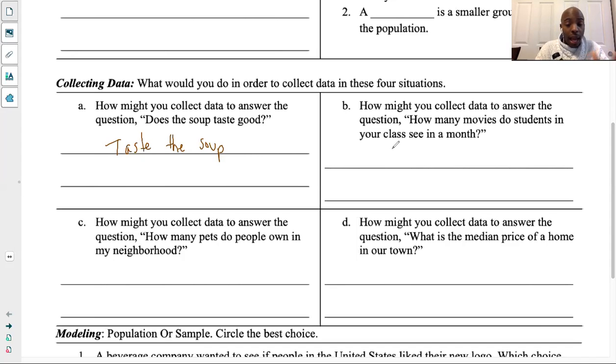All right. Now, I don't know if you put the same as me, but I'm going to write this. How I would figure that out is I would ask the students, and then I would create a chart where I would ask students in my class, right? And then create a chart.